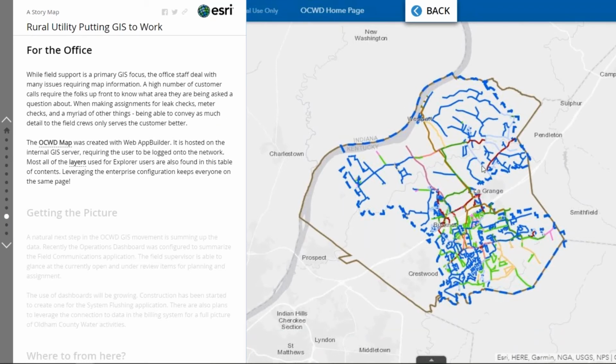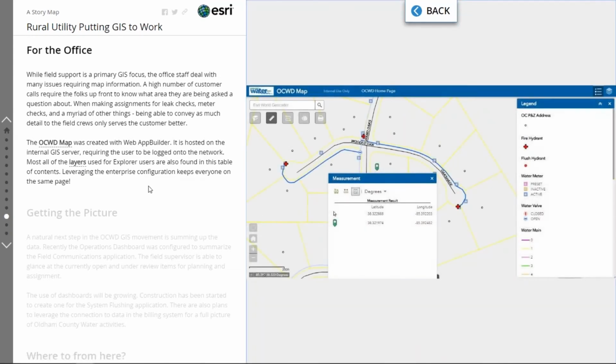They are able to see essentially the same information, but they don't really have an interest in things like altitude valves, system blow-off locations, and that sort of thing. So what we've done is parse this down a little bit, where they're mainly interested in address, parcels, meter locations, and perhaps valves. And we have the tools built in for determining lat and long. This map also utilizes those same services that I mentioned earlier.